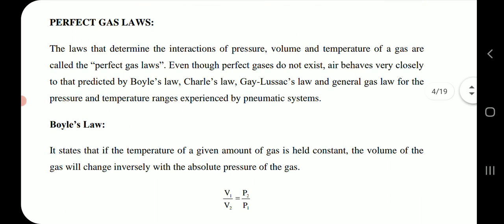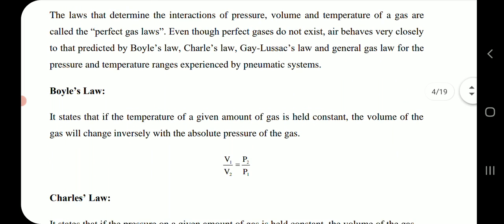Perfect gas laws. The laws that determine the interactions of pressure, volume, and temperature of a gas are called the perfect gas laws. Even though perfect gases do not exist, air behaves very closely to that predicted by Boyle's law, Charles' law, Gay-Lussac's law, and the general gas law for the pressure and temperature ranges experienced by pneumatic systems.